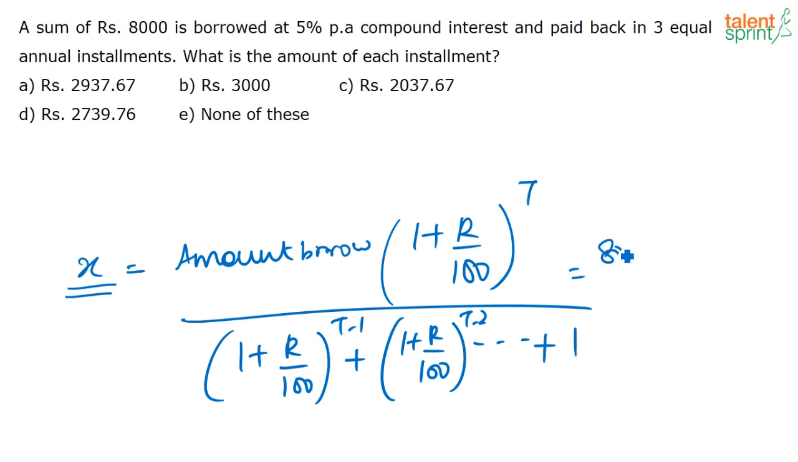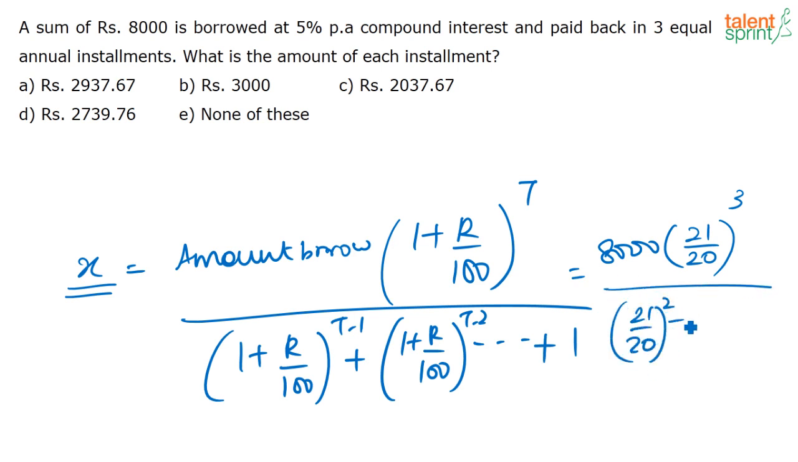Okay. So here in this particular question, how we will be doing it is, the amount borrowed is nothing but 8000, correct? 8000 into 1 plus r, where r is 5 by 100, correct? So that is nothing but 21 by 20. 21 by 20, correct? So 21 by 20, time is 3 years. So 3 years divided by 21 by 20 whole squared plus 21 by 20 plus 1. So if you actually solve this, you will get the answer.